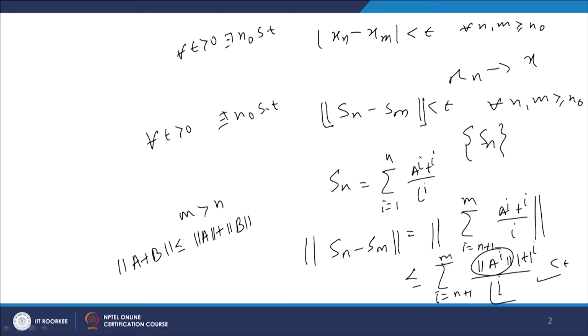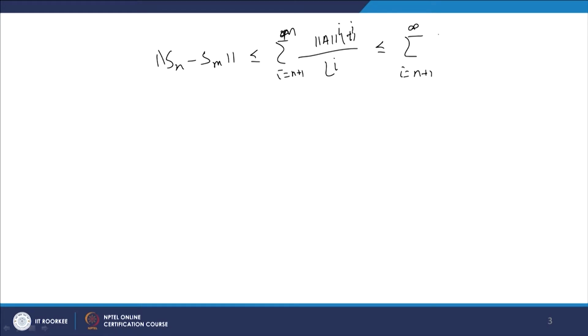But if you look at this modulus of norm of a to the power i, this can be further bounded. So, we can write here, norm of Sn minus Sm is less than or equal to summation i equal to n plus 1 to m, norm of a to the power i, modulus of t to the power i upon factorial i. And this I can further write as summation i equal to n plus 1 to infinity, norm of a to the power i and modulus of t to the power i upon factorial i.